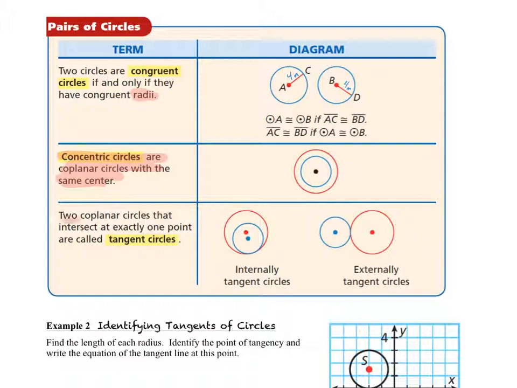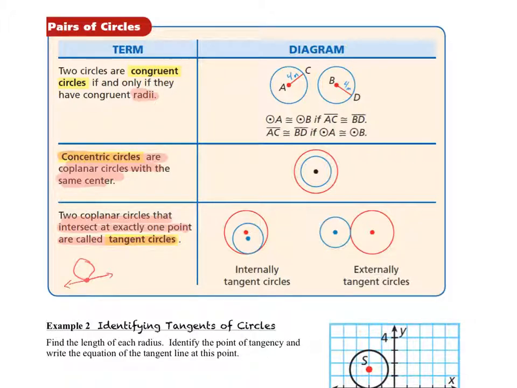Two coplanar circles that intersect at exactly one point are called tangent circles. Remember, a tangent line intersects at exactly one point of the circle. That's my circle. Let's redo that. Okay, and there's a line, and that's the point of tangency.